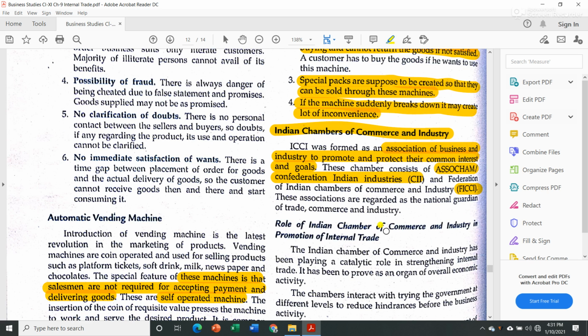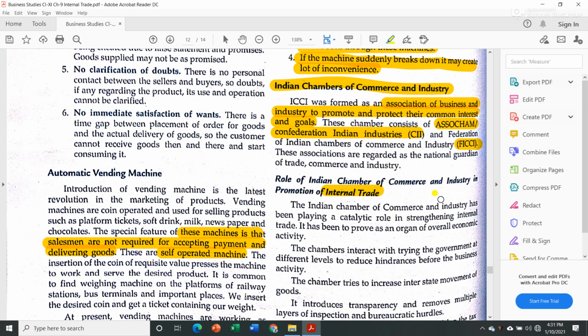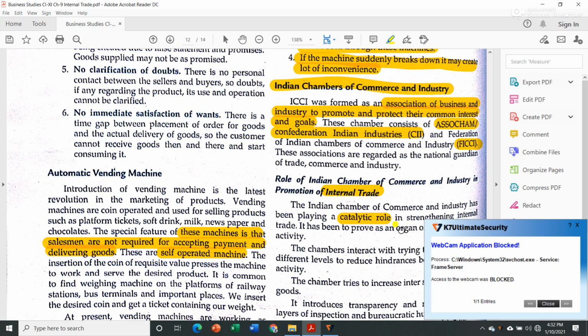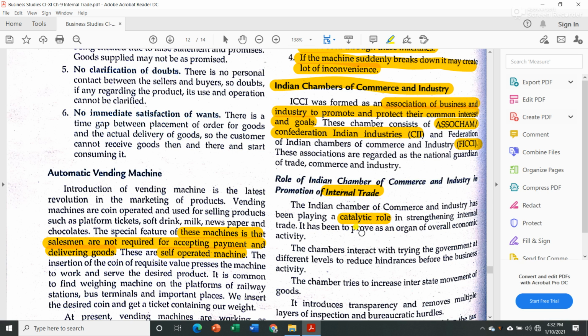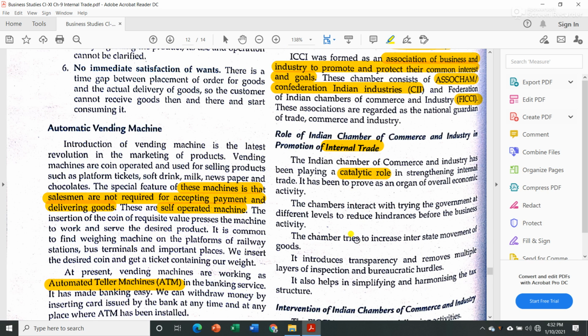Role of this ICCI in promotion of internal trade, means how this association helps in promoting our internal trade. Now the Indian Chamber of Commerce and Industry has been playing a catalytic role, that is an important role, in strengthening internal trade, means their main motive is to promote internal trade. It has proved to be an organ of overall economic activity, means they don't only look into internal trade but they look after the overall economy of the country.